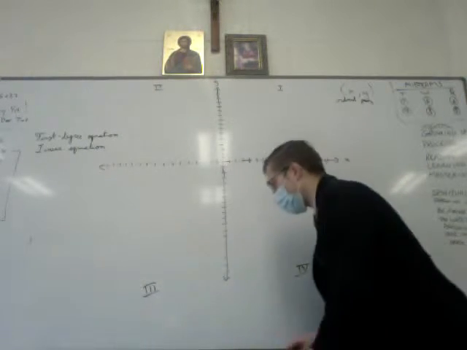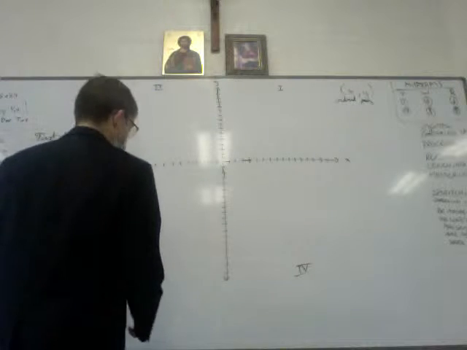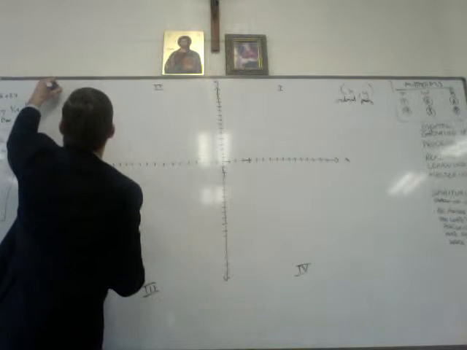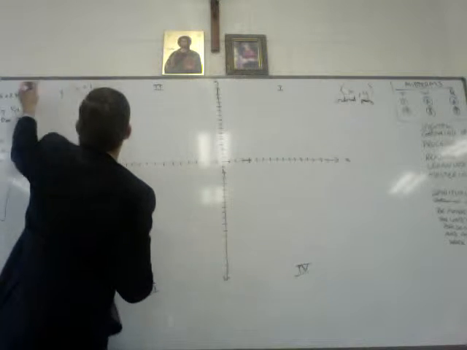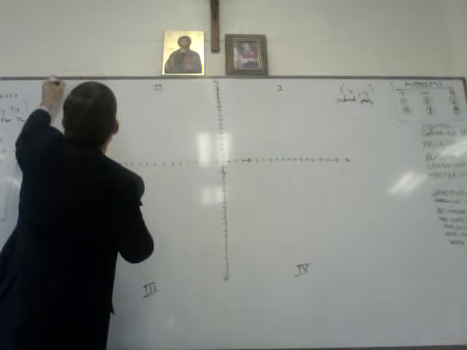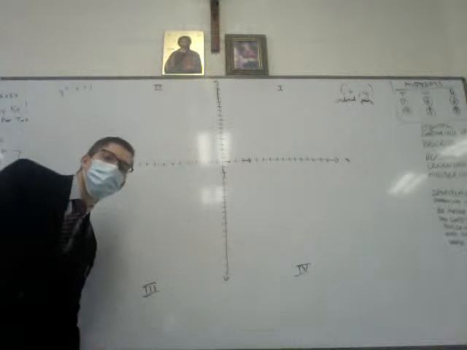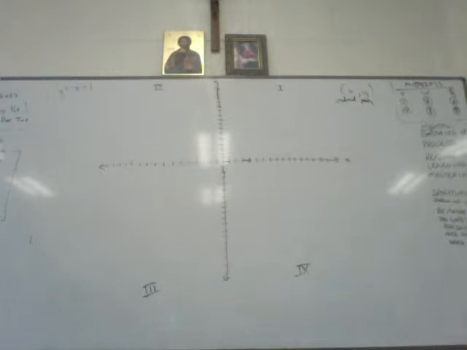We'll do Carol House first. Y equals negative X plus 1. What kind of equation is this? Linear. How can you tell that it's a linear equation? Because Y equals, you gotta find Y.